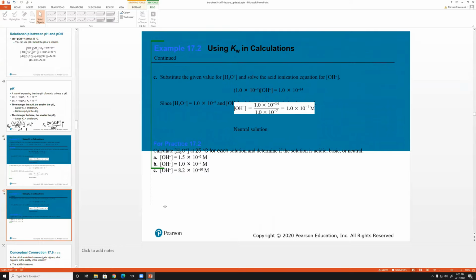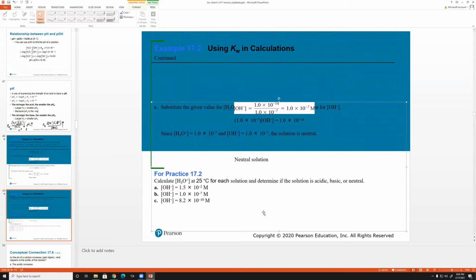Okay, so now on your own, I'll bring this down. For these ones, let's do C. So let's do C by yourself. I'll give you a minute, and then I want to hear the H3O plus concentration from someone and determine if it's acidic, basic, or neutral. Anybody get it yet?